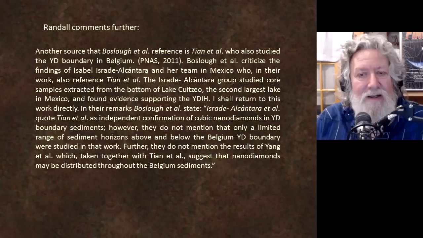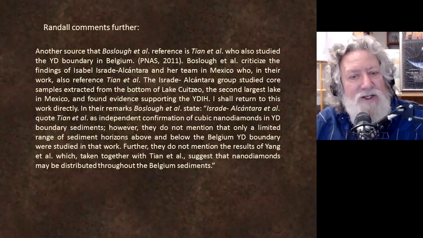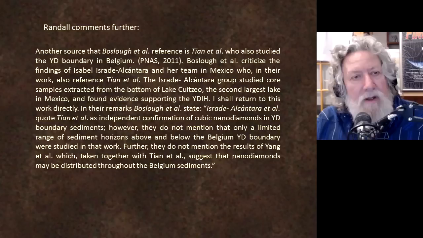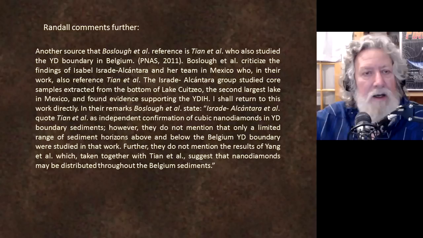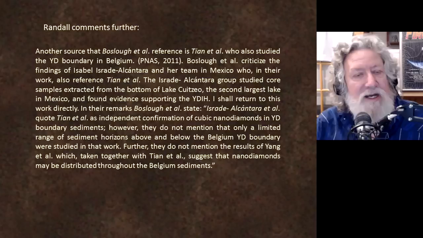Alcantara and others quote Tian et al. as independent confirmation of cubic nanodiamonds in Younger Dryas boundary sediments. However, they do not mention that only a limited range of sediment horizons above and below the Belgium Younger Dryas boundary were studied in that work.